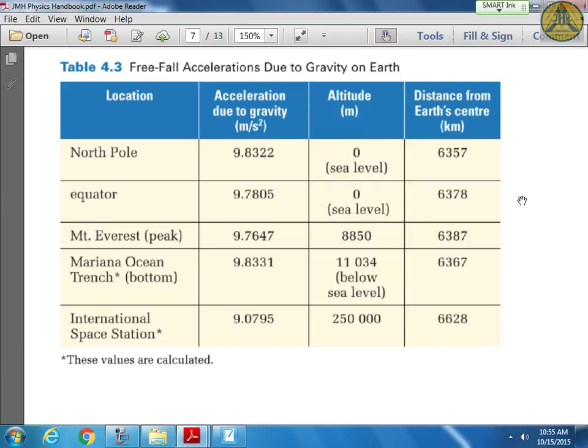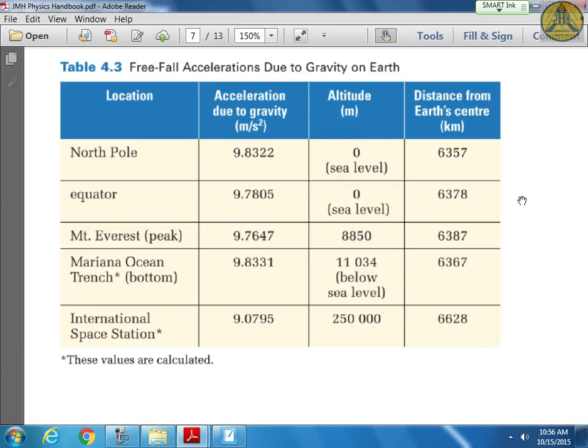Same mass, but way less. Mount Everest, it's higher above the equator, or higher above the surface of the Earth, so 9.76. Down near the bottom of one of the deepest trenches, the Mariana Ocean Trench, that's 9.8331. That's calculated because we haven't sent anything there to measure it. We can't get that deep.